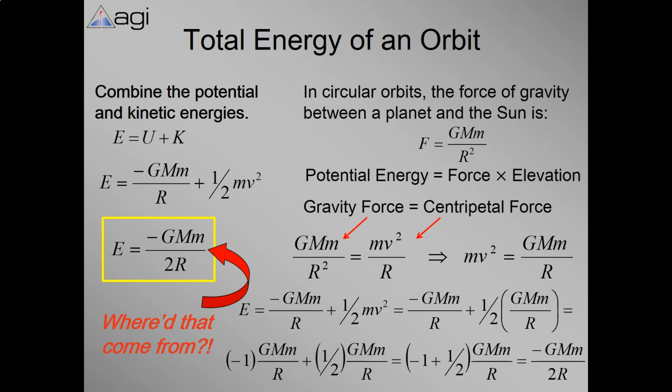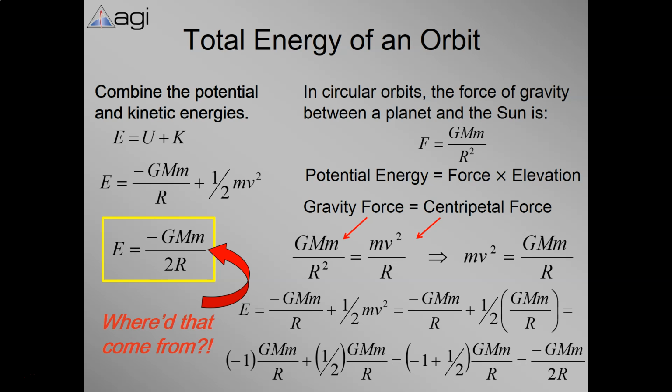Now the question might be, where did this come from? I'm hoping that you see the overlap here, but let's break it down a little bit. Circular orbits: the force of gravity between a planet and the sun is F equals capital G, that gravitational constant, times the mass of the sun and the earth, the smaller one, divided by the radius squared. That is the force of it, not the energy, but the force of it, okay? Potential energy is force times an elevation.